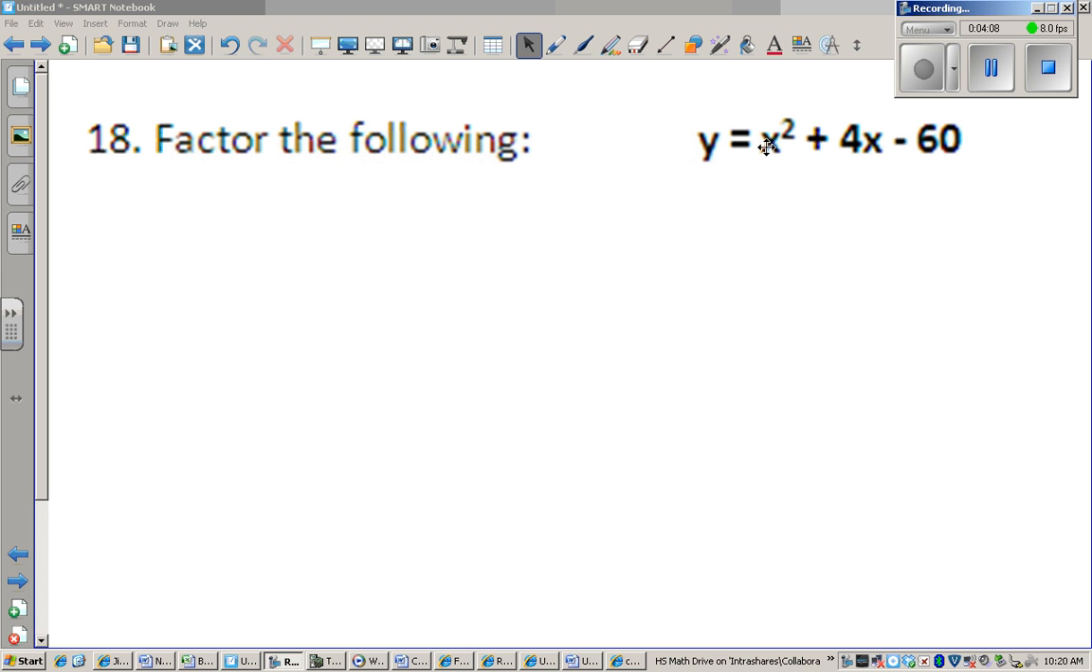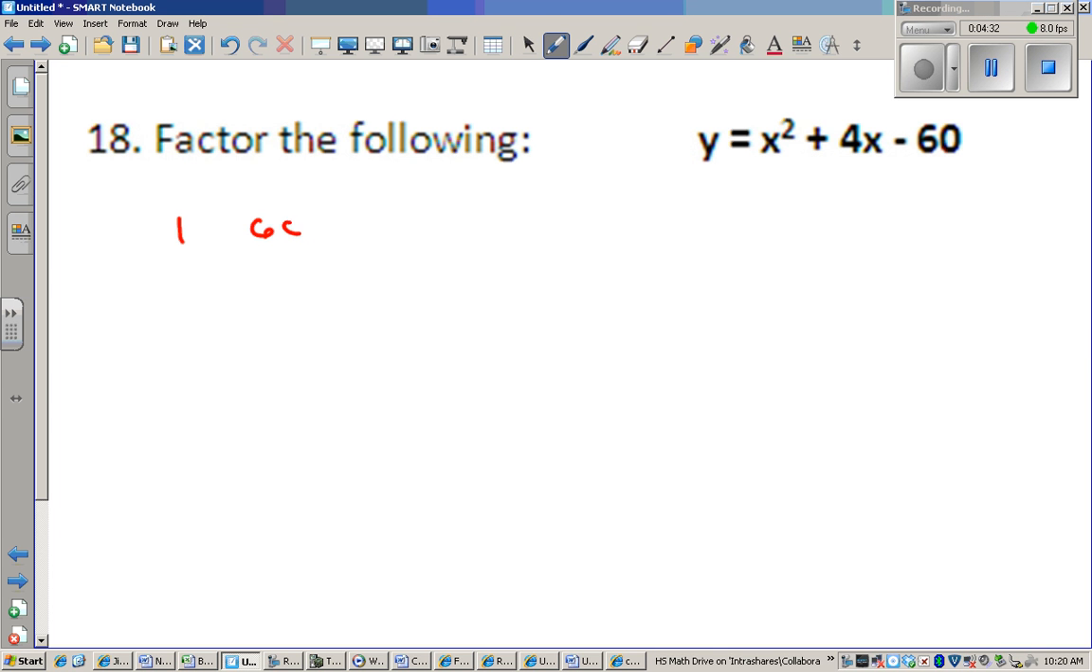Okay, question number 18. Factor the following. When we factor, if we have an a value of 1 like we do here, what we want to do is come up with two numbers that have a product of -60, excuse me, and a sum of 4. So what we're going to do is write out a couple of them.